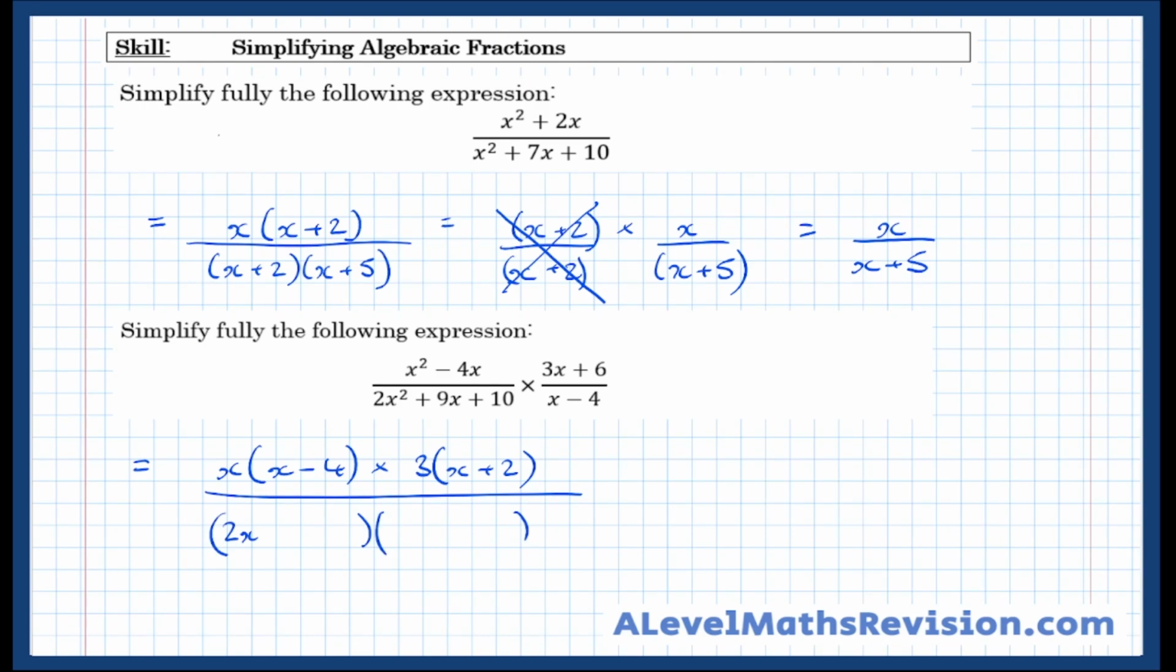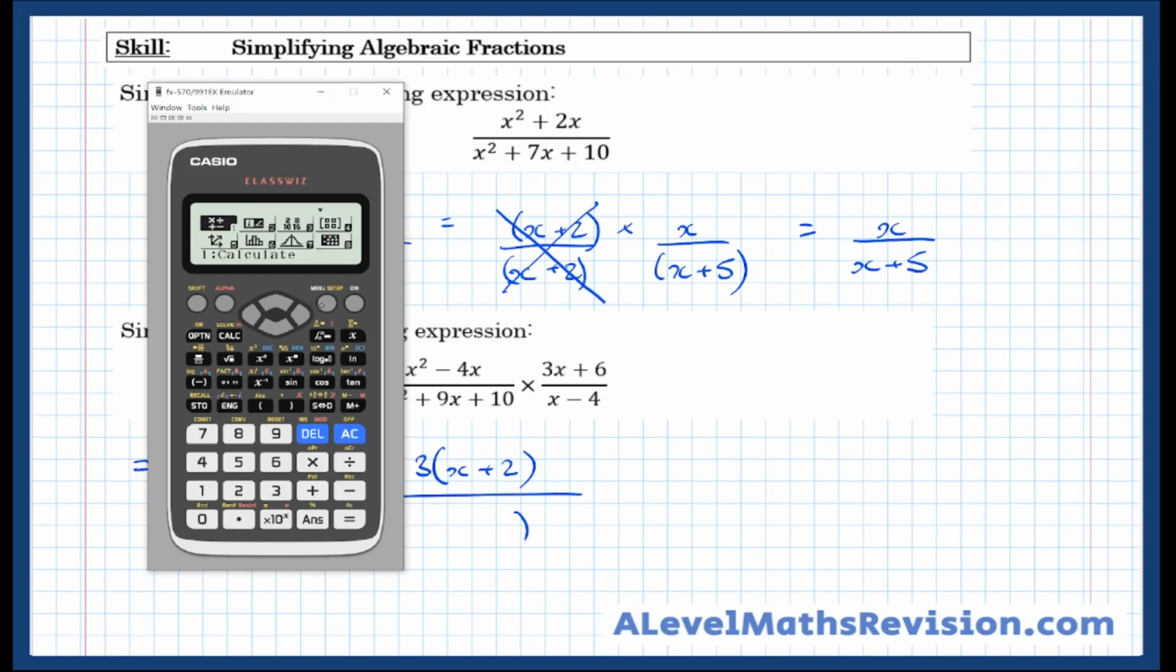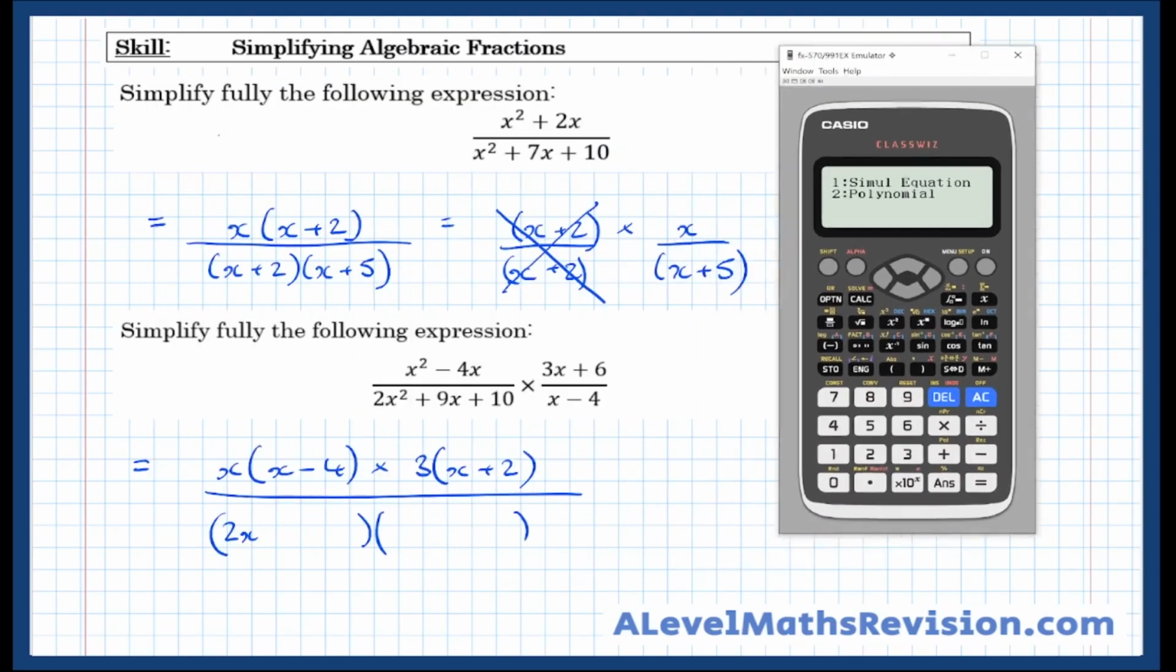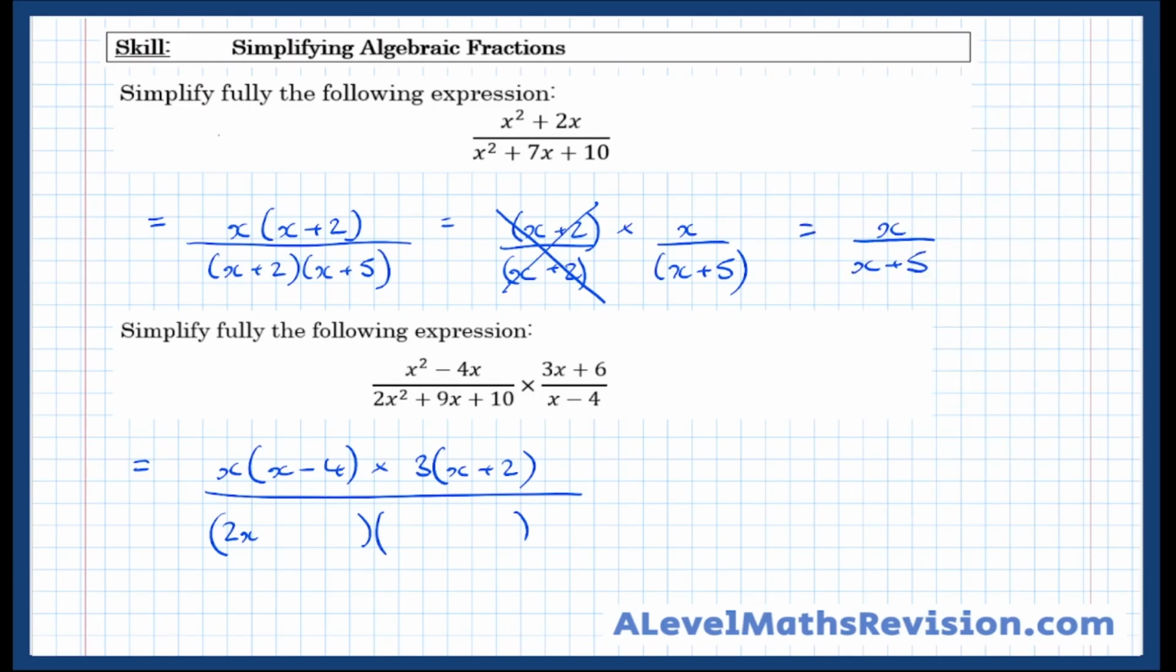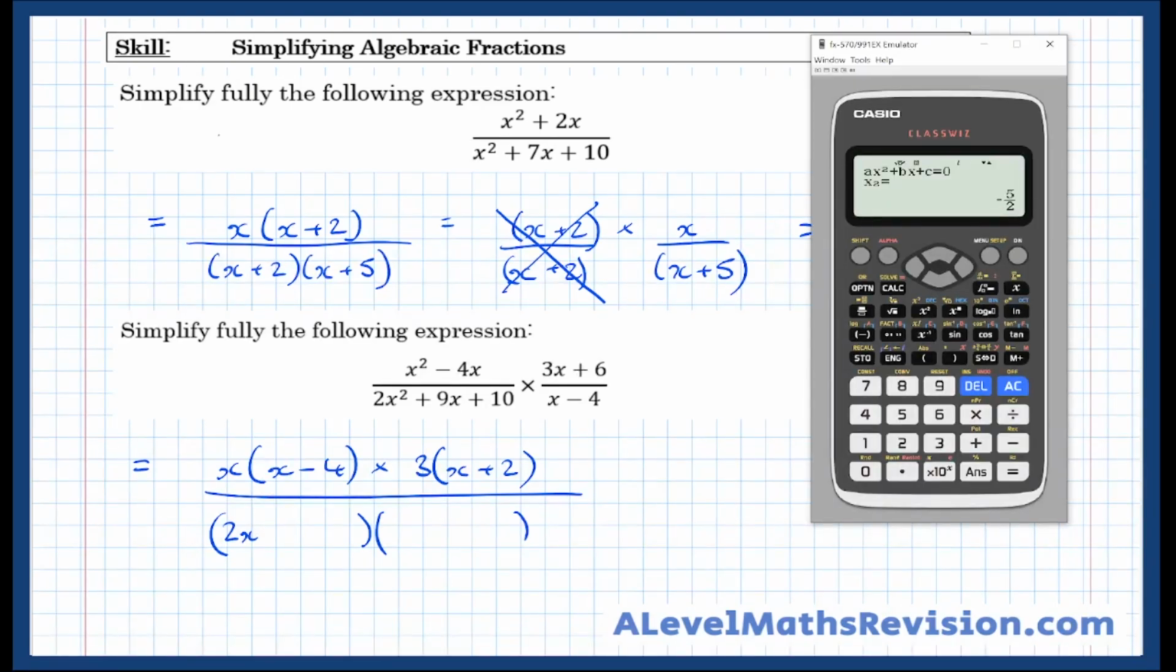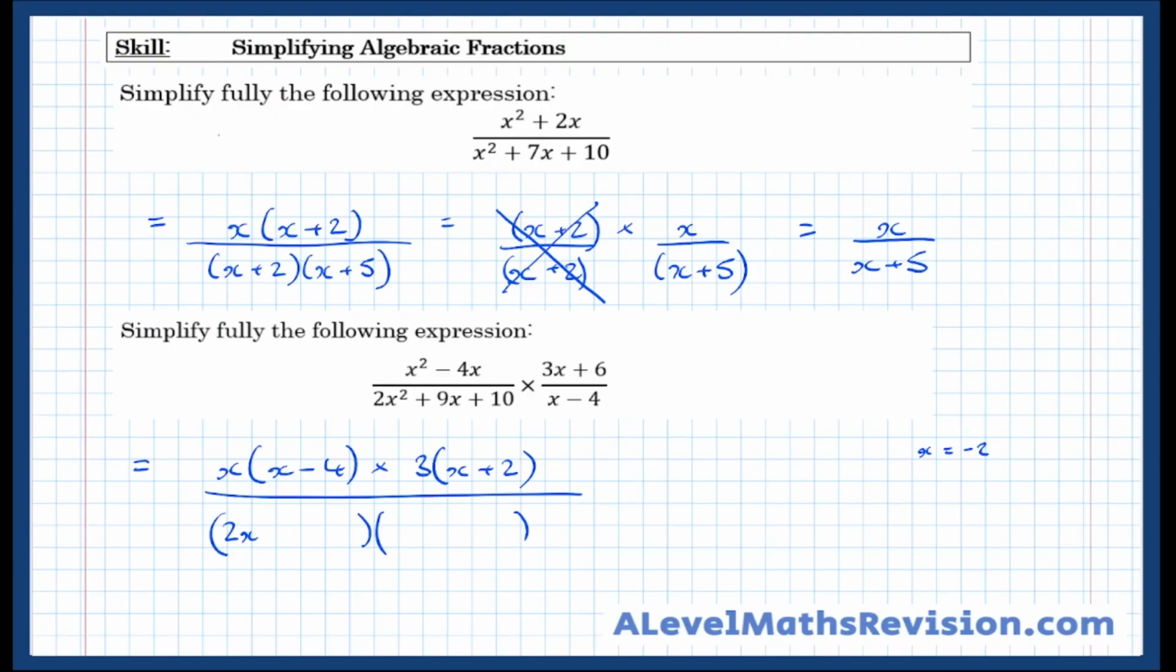And a little bit of a tip here. If something looks a little bit more complicated than usual to factorise, we can do a little bit of blagging on the calculator. So if we go into quadratic solver mode on the calculator, polynomial degree 2, and let's type that polynomial in: 2x squared plus 9x plus 10. So we can see that x equals minus 2. So I'll scroll to the side here. X equals minus 2. A little bit of side working. And x equals minus 5 over 2.